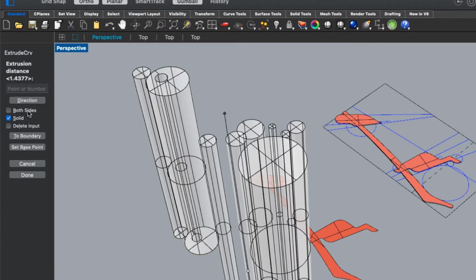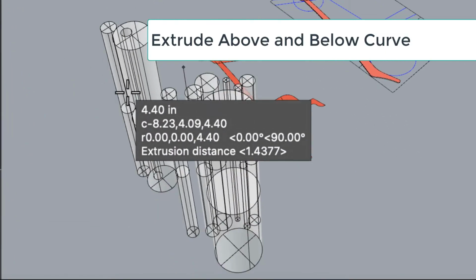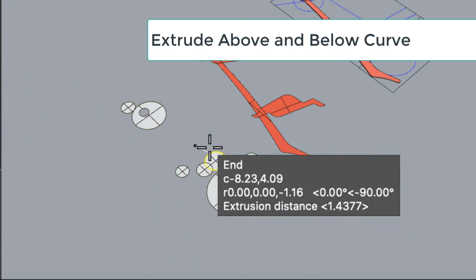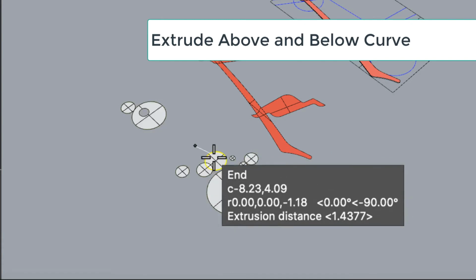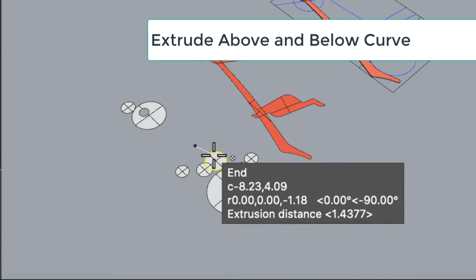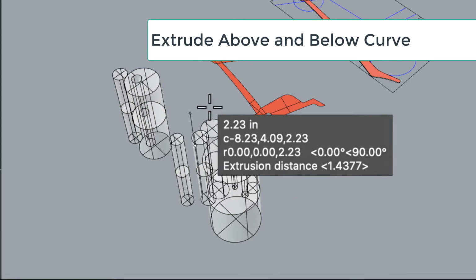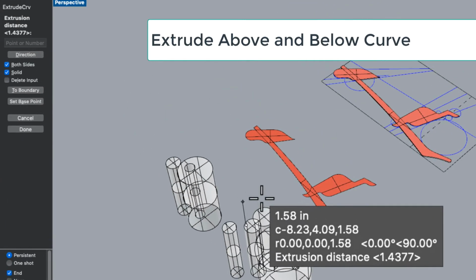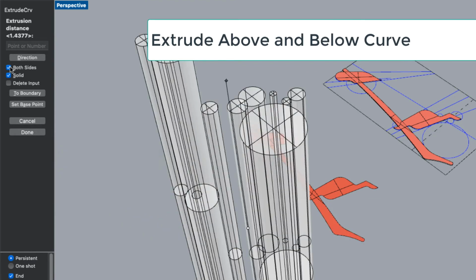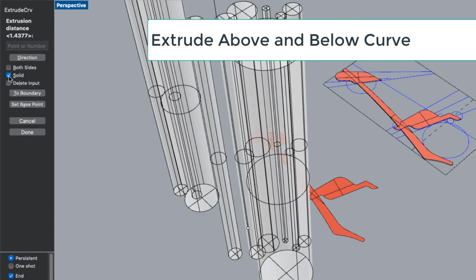It's also asking me if I want to extrude on both sides. You'll see this is almost a little bit like that gumball effect, where I'm moving out from the center and I'm moving in both directions. I'm moving above the ground plane and below the ground plane at the same time. But I want to stay on the ground plane, so I'm going to turn both sides off. I'm going to keep it as solid.